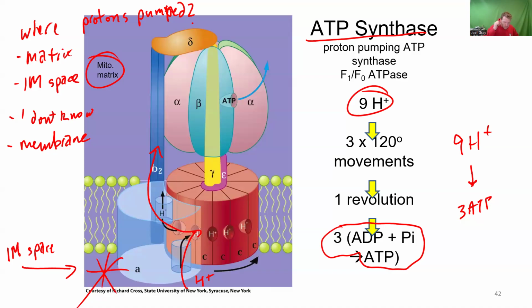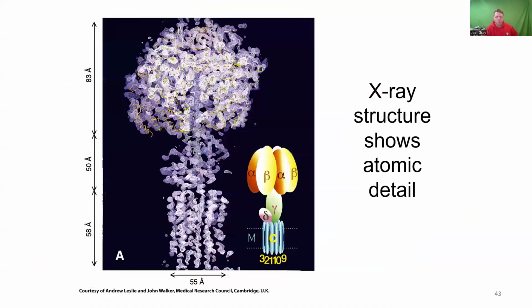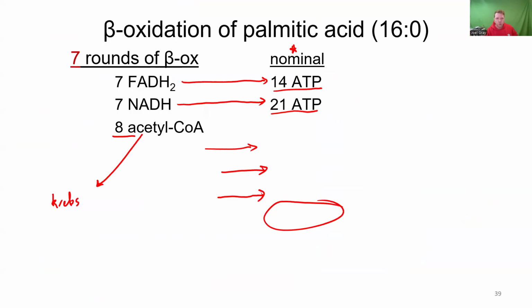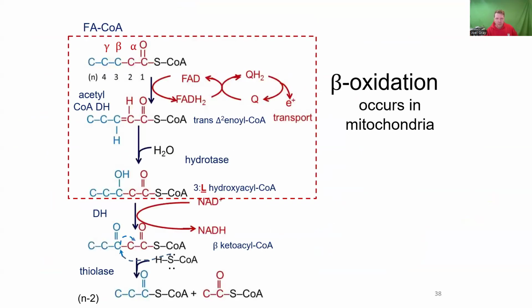What I want you to take away from all of this is to be able to draw a connection between the breakdown of a fatty acid. What does it get you? What are the important parts of a fatty acid? Well, FADH2, NADH, and acetyl-CoA.